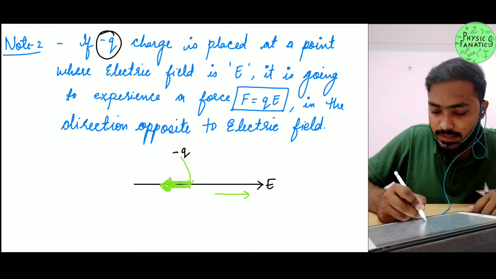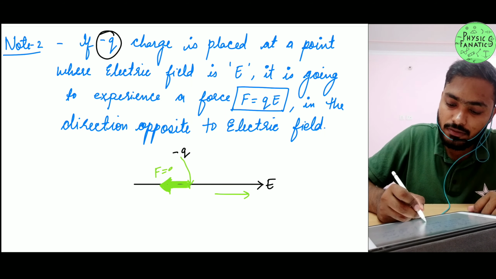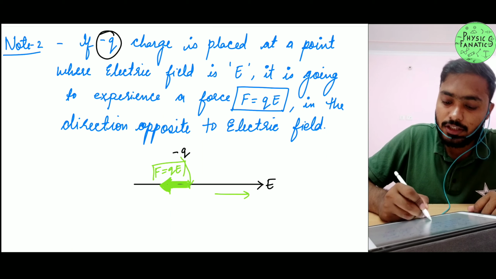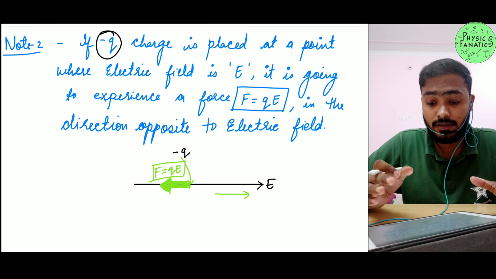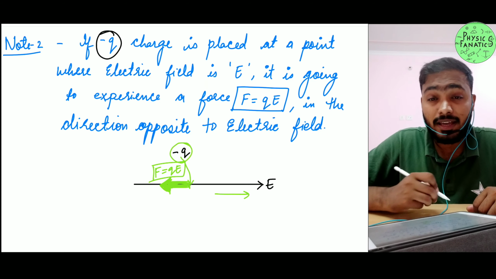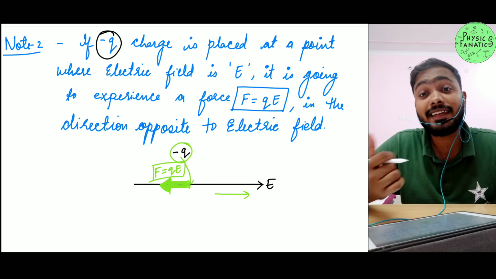I hope you can see the arrow. The green arrow is giving me the direction of force, which is given as q times E, where q is the magnitude of charge and E is the electric field. See, the charge is minus q, but I'm actually taking the magnitude q, because the minus sign is actually telling you the direction.